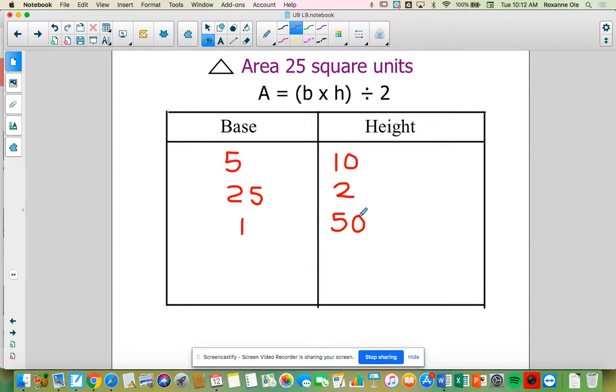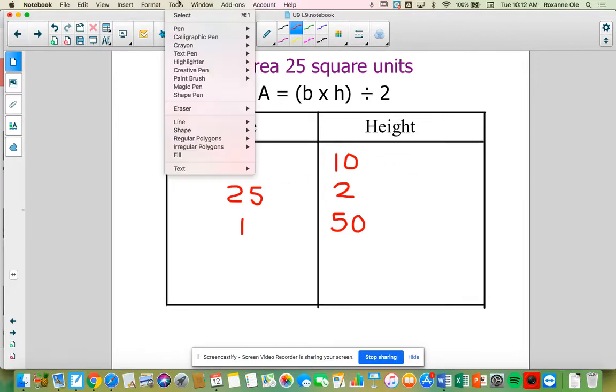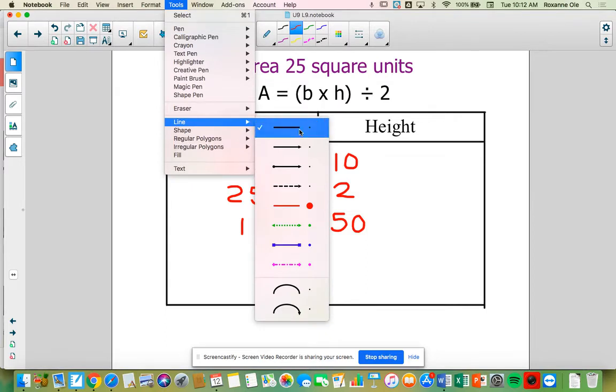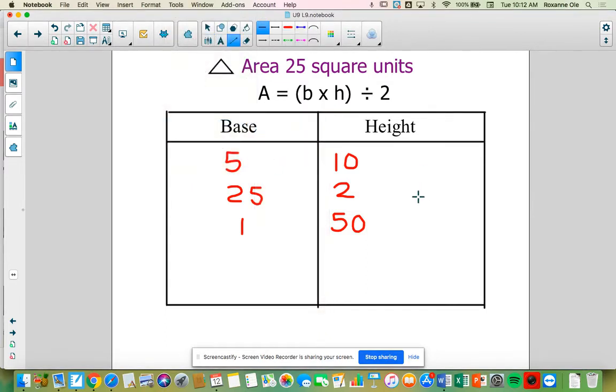Now the next step would be to actually draw these triangles. So these could be reversed. So your base could be 10 and your height could be 5. It would look very different. If you had a base of 5, let me just choose the line tool here so I can draw better. Let's say you had a base of 5. So on your grid paper, you're going to do a base of 5. And then you're going to do a height of 10. So you'll count up 10 squares on your grid paper.